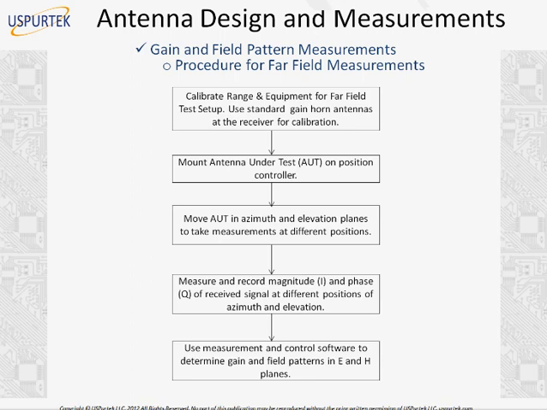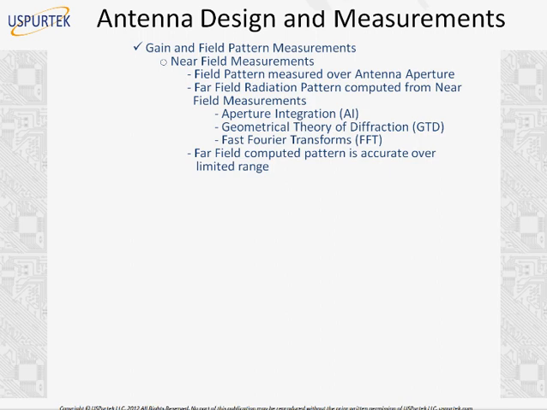Once we have done that, it provides a good reference. Then you replace your standard antenna with the antenna under test and do all the measurements by moving the AUT in azimuth and elevation planes, and you measure and record the magnitude and phase of the received signal at different azimuth and elevation positions. Of course, you don't have to calculate anything manually. Now you have measurement and control software that will do it for you. It will take in the measurements and build a field pattern for you. Okay, let's move on to the next slide.